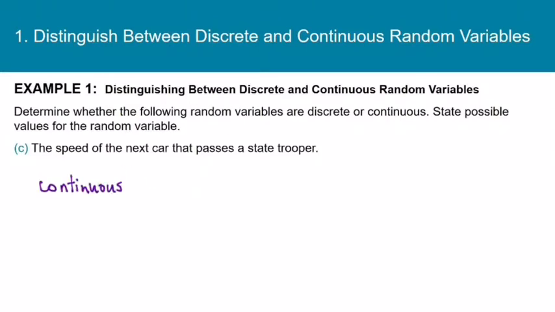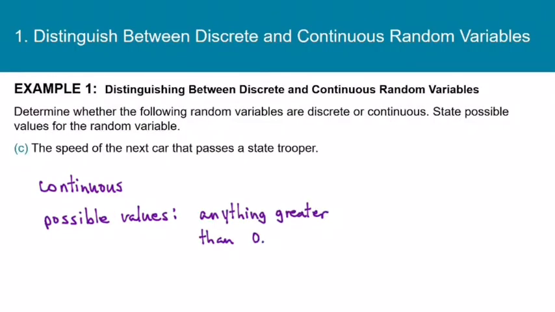Let's go ahead and say that this is going to be a continuous random variable, and the possible values are any number greater than 0, because a car traveling 0 miles per hour could never pass the state trooper. It would be sitting still.